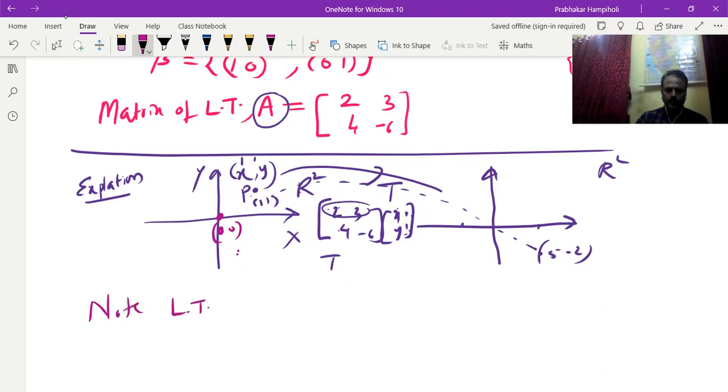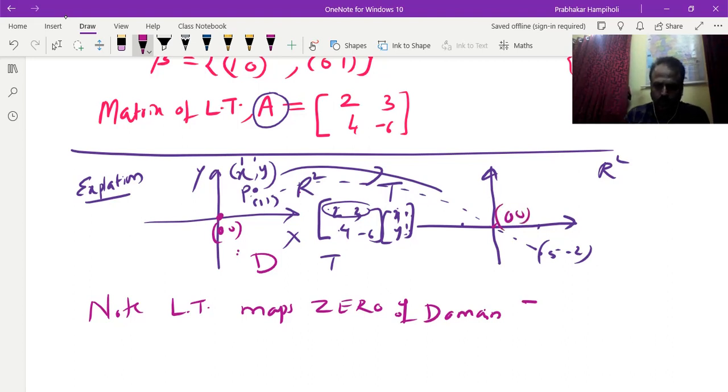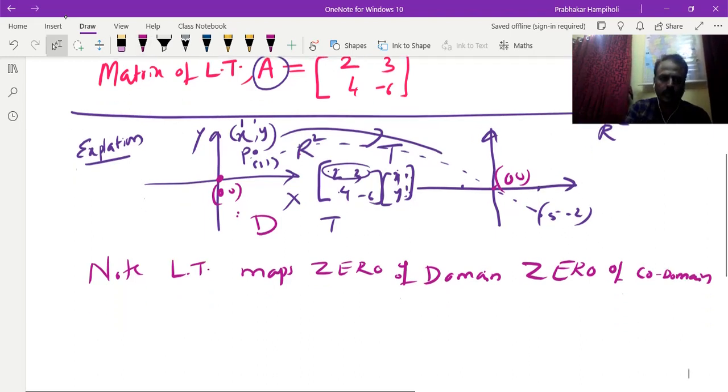A linear transformation maps 0 of domain to 0 of codomain. With this important note, if you want to prove that a given function is not a linear transformation, you show that zero is not mapping to zero. So that is also one of the important criteria.